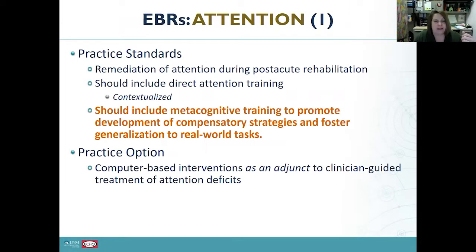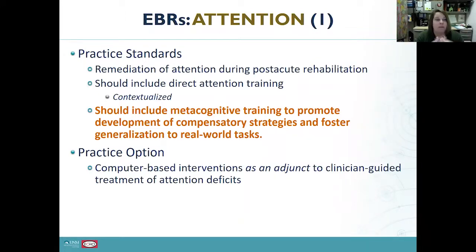And I'll bring this up again shortly. The next slide I just want to bring your attention to, because these are evidence-based recommendations for attention. So they're not listed under the cognitive communication domain. They're under attention. And I highlighted in orange for you which one's most appropriate for making sure that while you're doing these attention tasks, you're also addressing cognitive communication deficits.